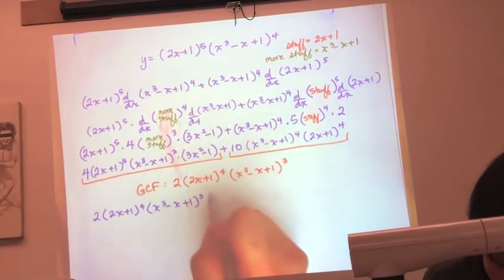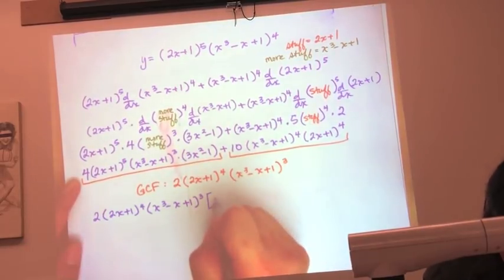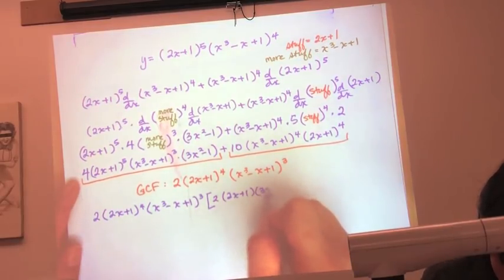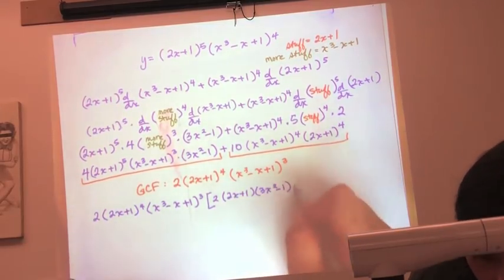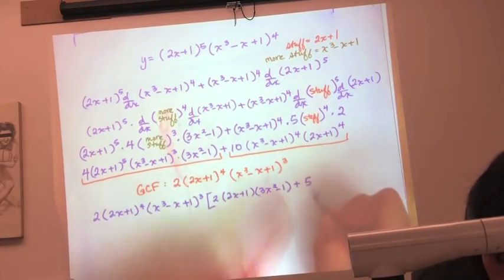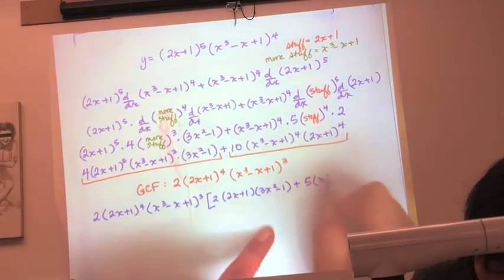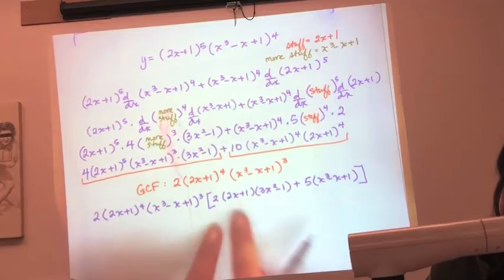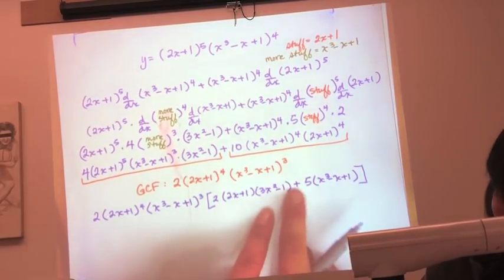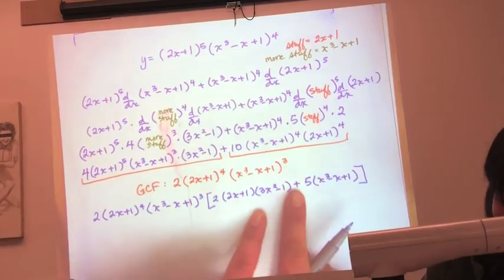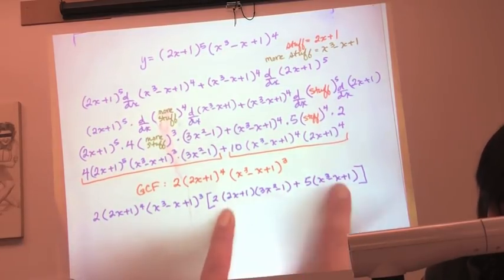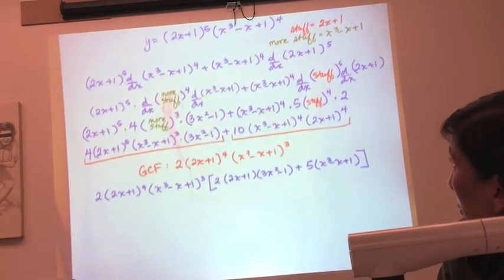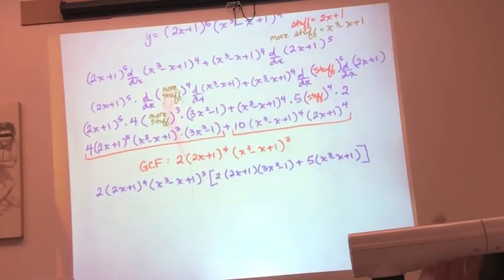And then on my inside, over here, I have a 2 left. And then I have a (2x plus 1) and a (3x squared minus 1). And over here I have a 5 left. And I have an (x cubed minus x plus 1), and that's it. So this inside part I have to multiply because I have that plus sign in between it, which means that this is a polynomial, so I have to simplify this whole polynomial. I don't need to multiply this part out. I do need to multiply the inside part. So excuse me while I move it up. So this stays the same.